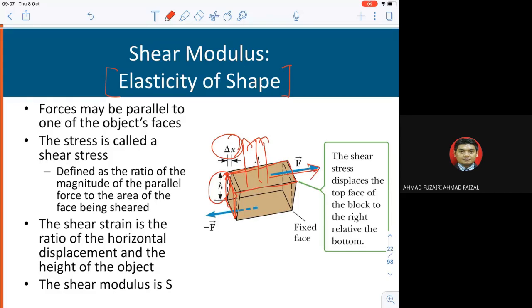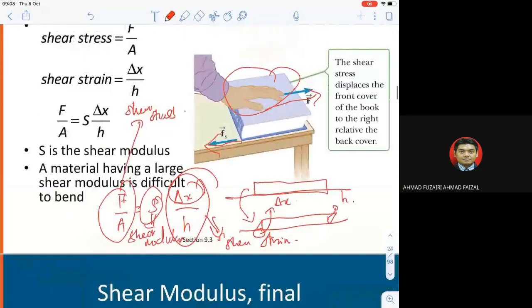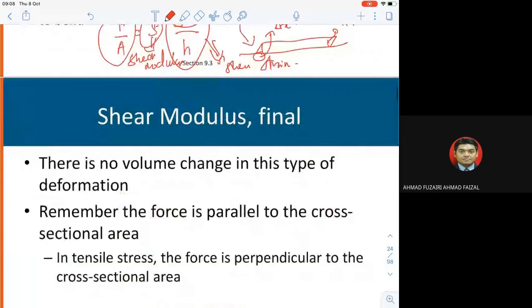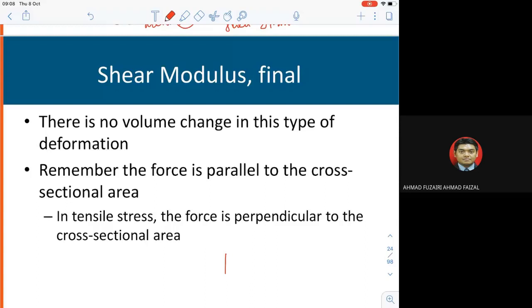But maybe we can, if you look at the forces, may be parallel, so perpendicular to the cross-sectional, perpendicular to the one that should be in the side of the object, but parallel, okay, parallel to one of the object faces. So object faces is A, so force is parallel to the object faces. Okay, but okay, it's perpendicular to the cross-sectional area. Okay, remember? So again, this is the cross-sectional area.